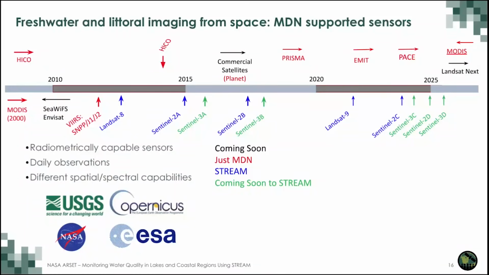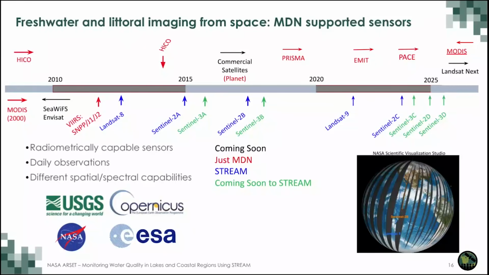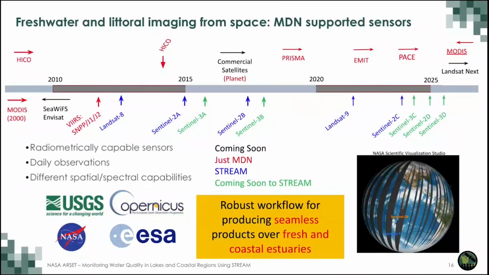but they have different spatial and spectral capabilities, which allow us to sense in a wide range of spatial resolution regions, so we can sense in inland as well as coastal waters. The trick, however, is combining these estimates from these different sensors to get a better understanding of global inland and coastal waters. To do that, we need a robust workflow for producing seamless products over fresh and coastal estuaries.